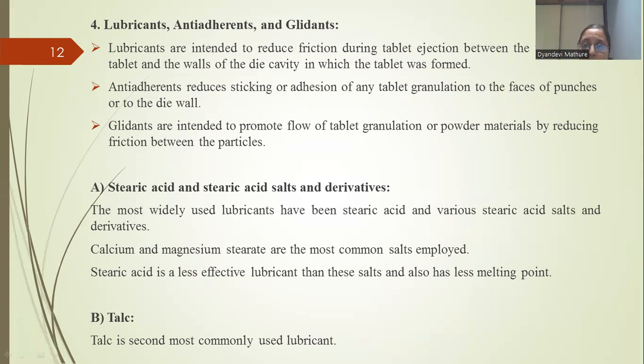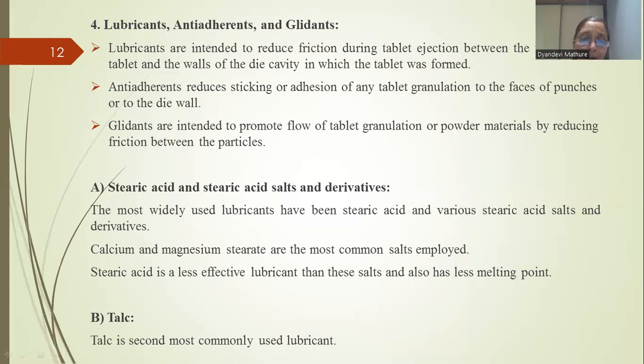Once we have compressed the granules into the tablet, what is our next step? We need to eject that tablet. At the time of ejection, there will be friction of the tablet with the walls of the die cavity. Why do we need to avoid that friction? Because of friction, there may be problems in the texture of the tablet, and there are chances of cracking while ejecting the tablet. So to avoid that cracking and chipping, we need to add a lubricant, which reduces the friction.